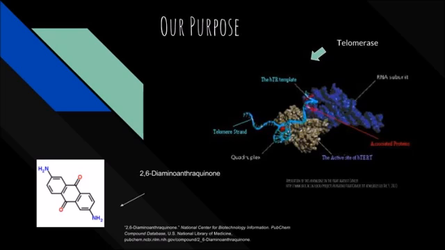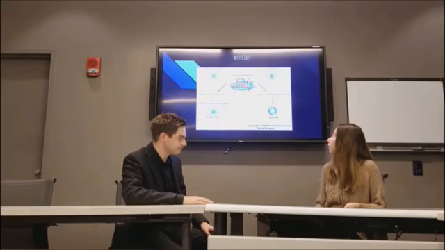As you see on your screen, this enzyme here is what we're going to be studying. And you'll also see that this molecule here, 2,6-diaminoanthraquinone, will be the molecule in charge of denaturing the G quadruplex inside telomerase, which is in the active site. So hopefully using those two components, we'll be able to develop a treatment for cancer.